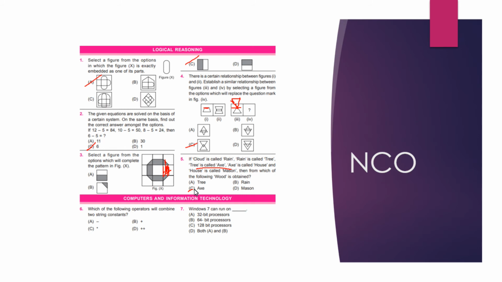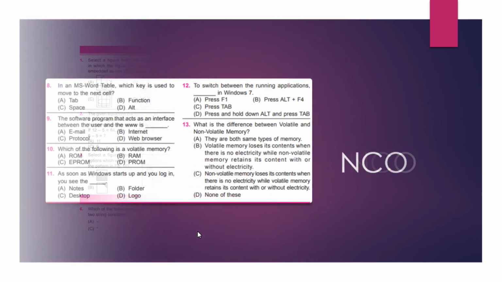Which of the following operators combines two string constants? Okay, two string constants. So obviously it's plus. There is no such symbol as plus plus, so this is wrong. Into won't combine. Minus won't combine. So the answer is plus. Windows 7 can be run on both A and B, 32-bit and 64-bit.